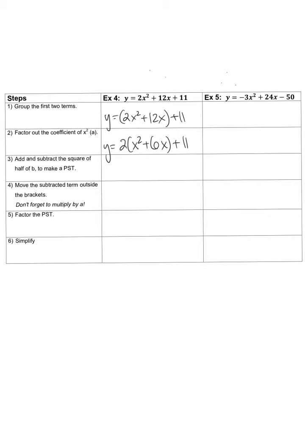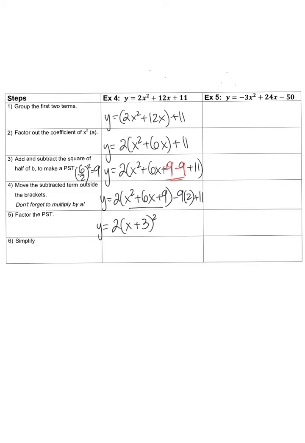And now we're going to repeat the steps we did before. We're going to take that b value, take half of it, and then square it so we can get a perfect square trinomial. Then we're going to move the outside term outside of the bracket, but because we have an a value here, we can't forget to multiply it by 2. So it becomes this. And now we can factor our perfect square trinomial and simplify.